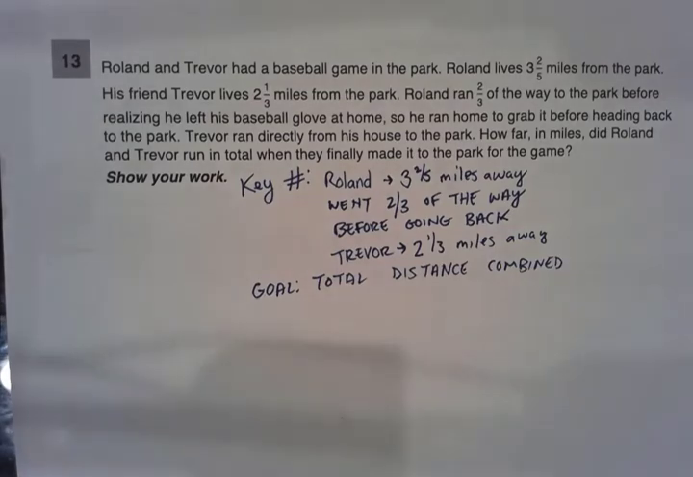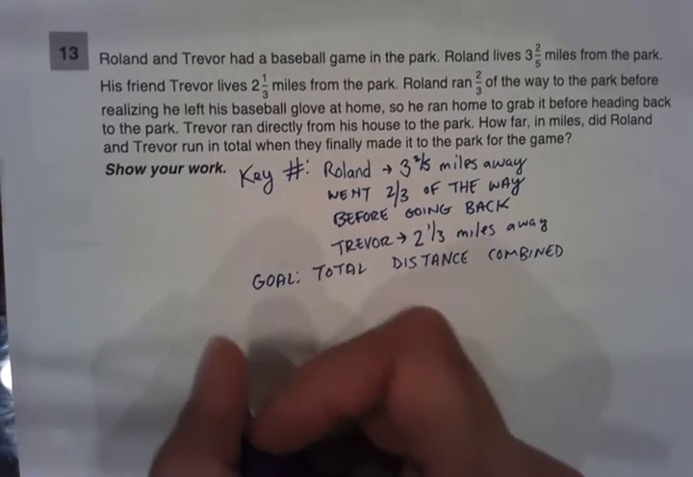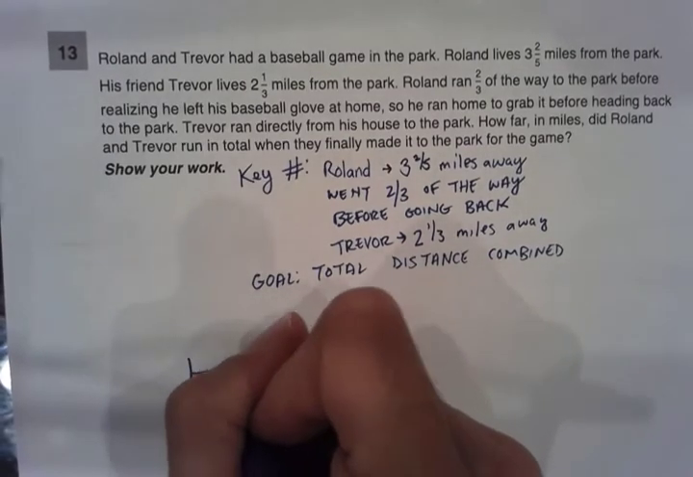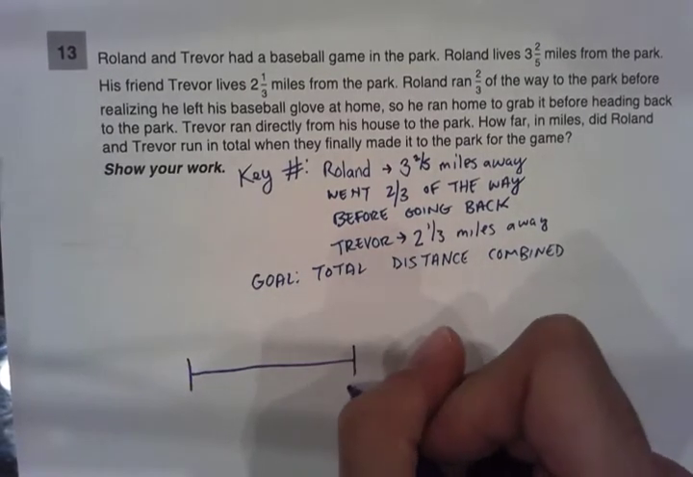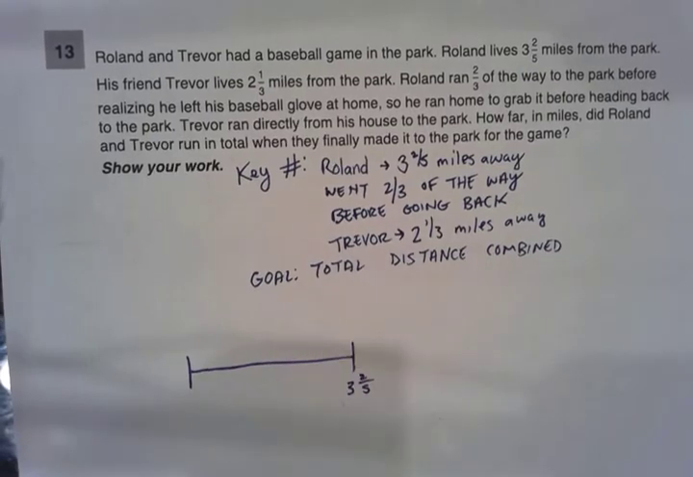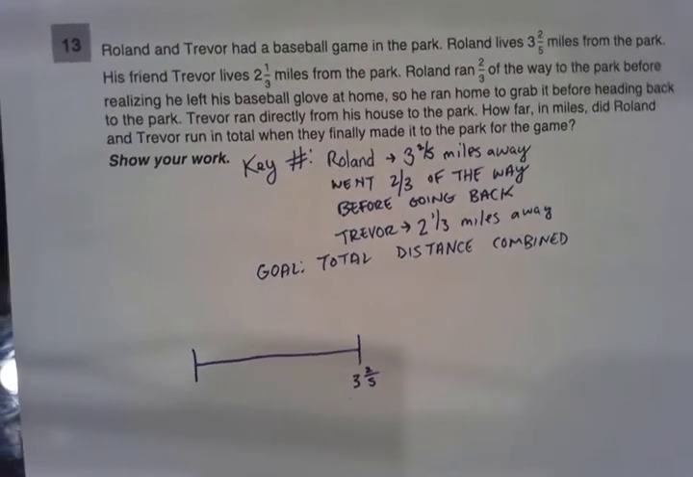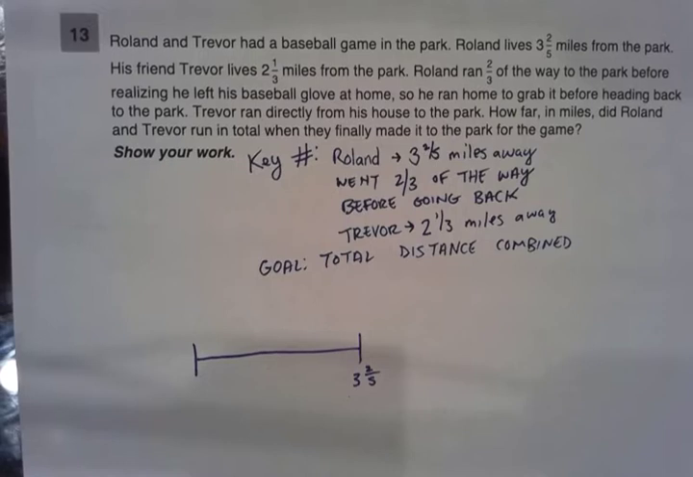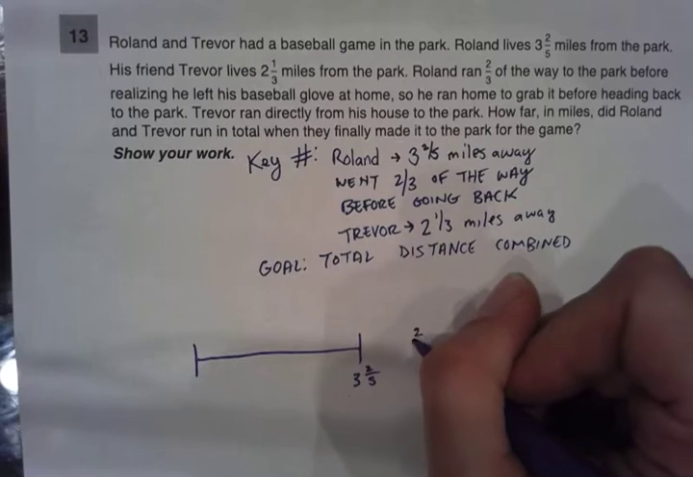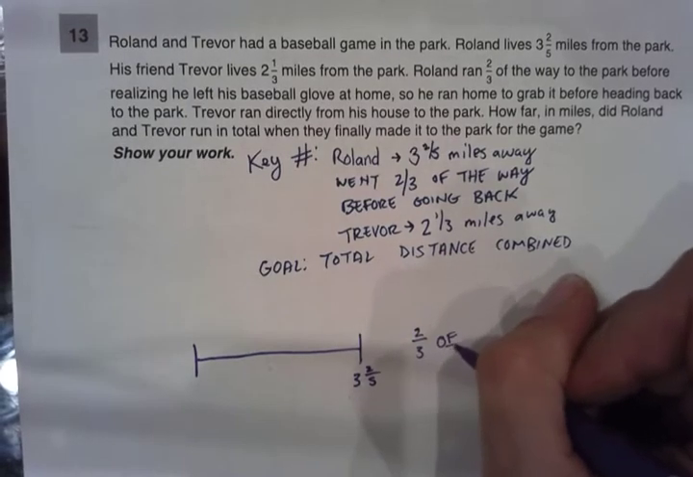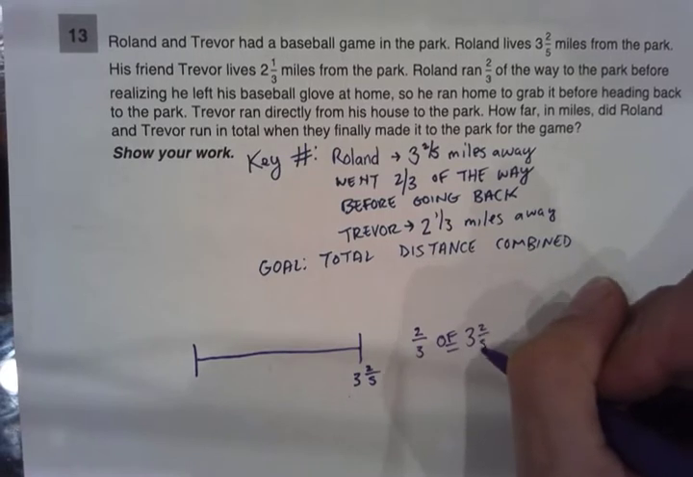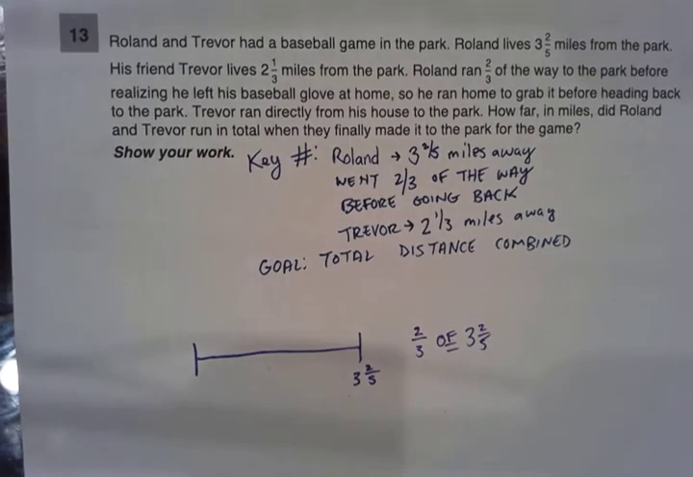So let's first figure out Roland, because Roland had a difficult time getting to this baseball park. So we know Roland's entire trip to get to the park is 3 miles and 2/5 miles. But he went 2/3 of the way first. It's important that you say that out loud. He went 2/3 of the way. He didn't go 2/3 of a mile. He went 2/3 of 3 miles and 2/5. And if you guys remember, that basically lets us know we have to multiply.